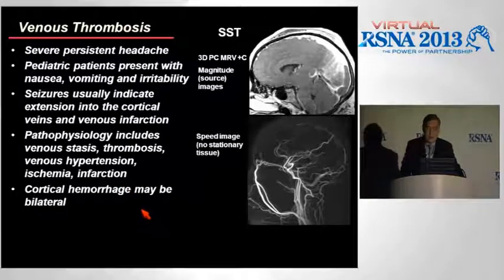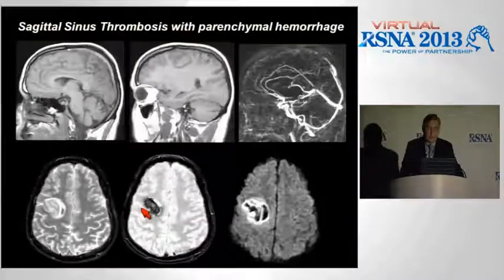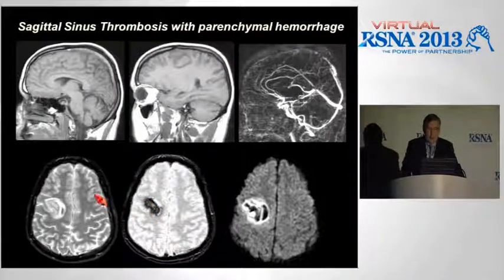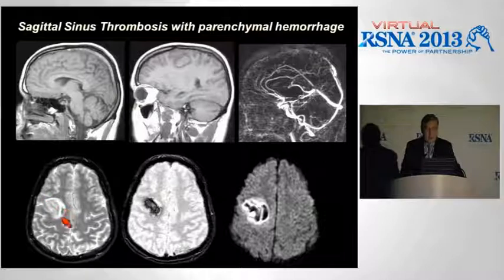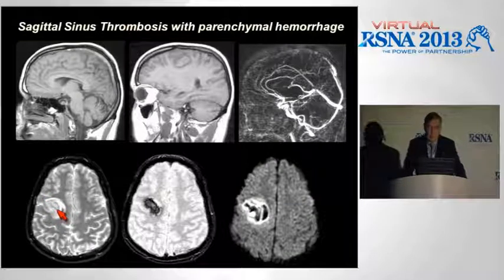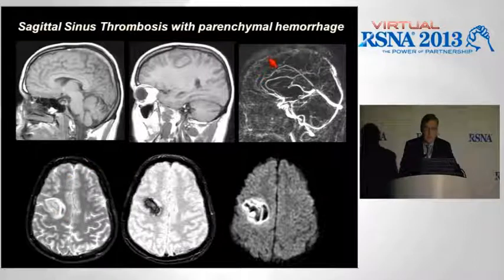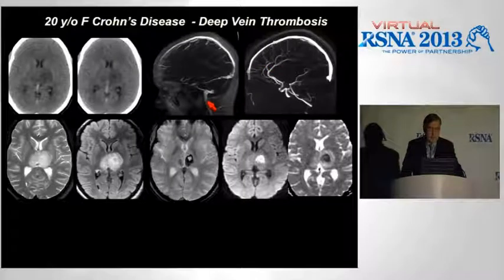And the cortical hemorrhage may be bilateral in sagittal sinus thrombosis. This is a typical situation where there's an area of hemorrhage due to propagation of the thrombus into the cortical veins. And here on the phase contrast images, sagittal sinus thrombosis, predominantly involving the anterior two-thirds of the sagittal sinus.